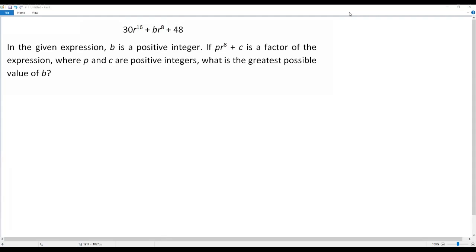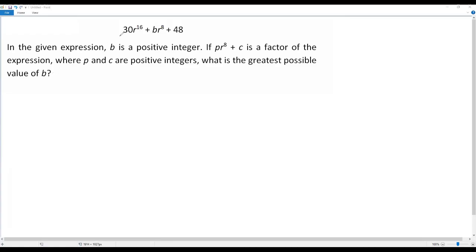Here we have a SAT math problem. Okay, let's go to the question. 30 times r to the 16th power plus b times r to the 8th power plus 48. In the given expression, b is a positive integer. If p times r to the 8th power plus c is a factor of the expression, where p and c are positive integers, what is the greatest possible value of b?